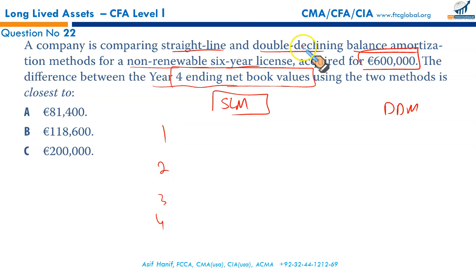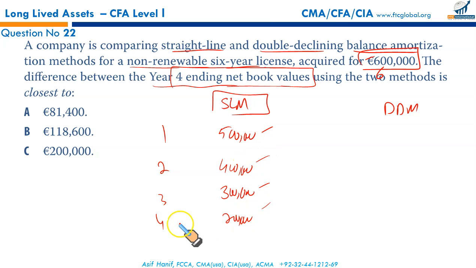Since the asset is expected to last 6 years, every year straight line depreciation will be 100,000. I'm doing it in extended form; you can make your own shortcuts. This is the book value at the end of year 1, deducting 100,000 again gives the book value at the end of year 2, then 3. I just want to lay down the working so you know what happened. Deduct 100,000 again, and that's the book value at the end of 4 years, which is 200,000.